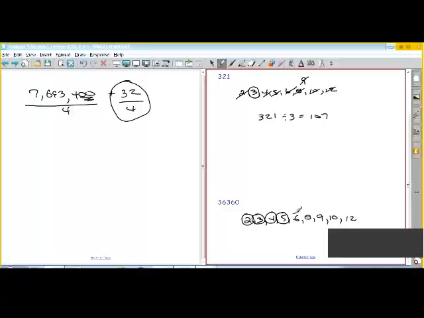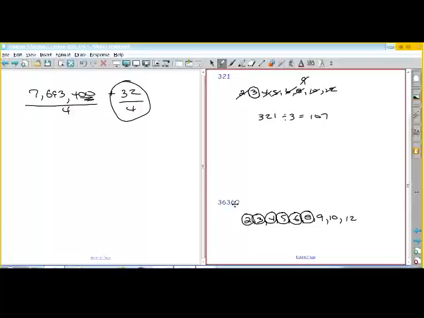Is it divisible by 6? Yes, because it's divisible by 2 and 3. We've already determined that. Is it divisible by 8? Well, is 360 divisible? The last 3 digits. Yes, so that works too.